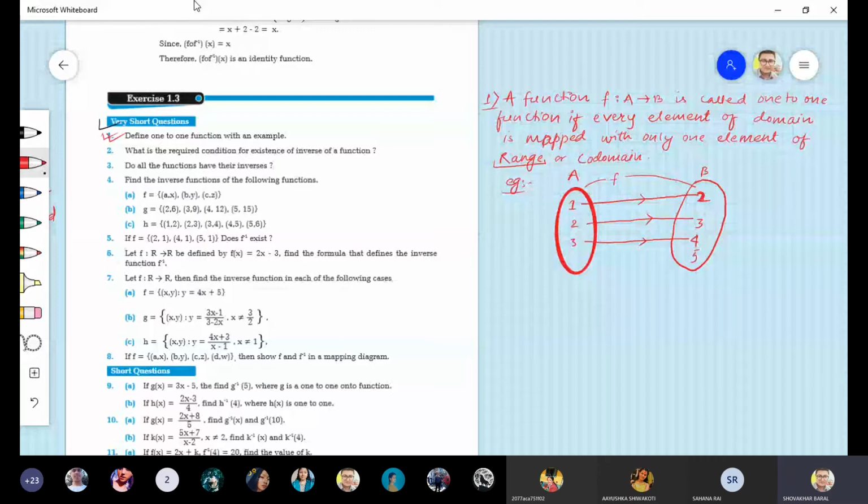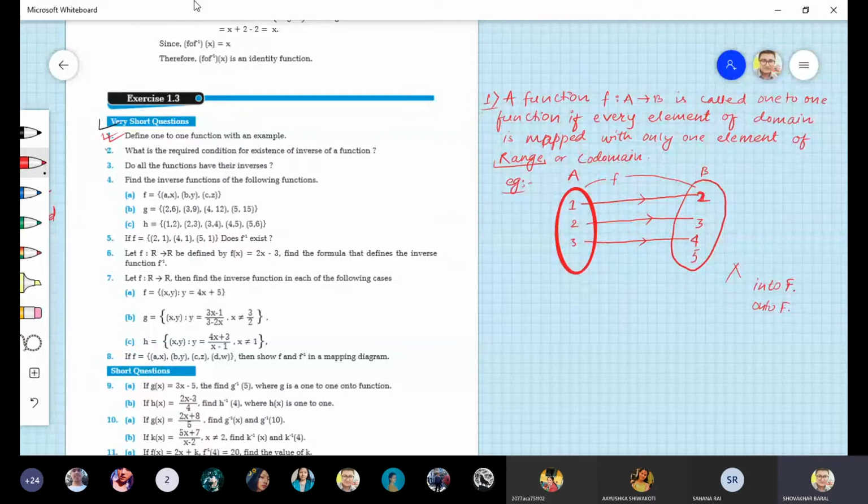If one element is left extra without being mapped, then this function is called an into function. Let me remind you of these things also. We don't need to write these things here. If the range is a subset of the codomain, then the function is an into function. And if the range is equal to the codomain, then it is called an onto function. Okay, this is the answer to question number 1.